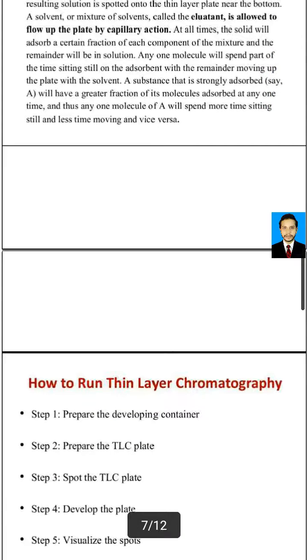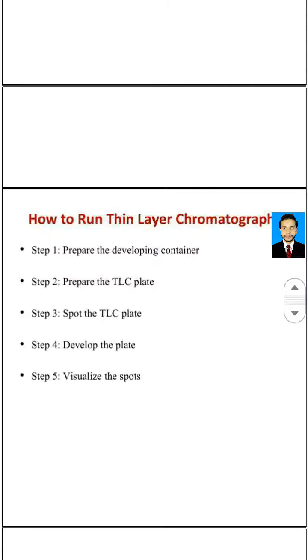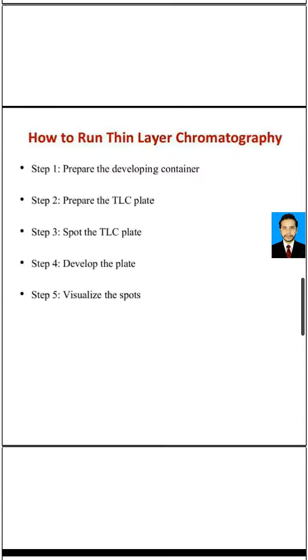vice versa. How to run thin layer chromatography? These are the 4-5 basic steps which are necessary to run thin layer chromatography. First of all, prepare the developing container. Number 2, prepare the TLC plate. Then spot the TLC plate, develop the plate and visualize the spots.